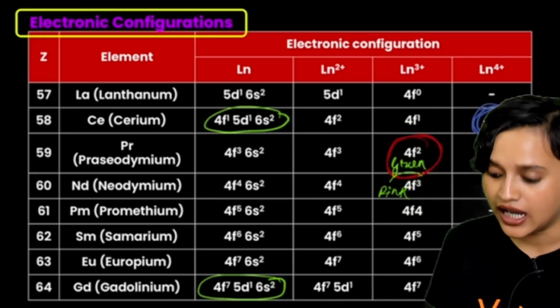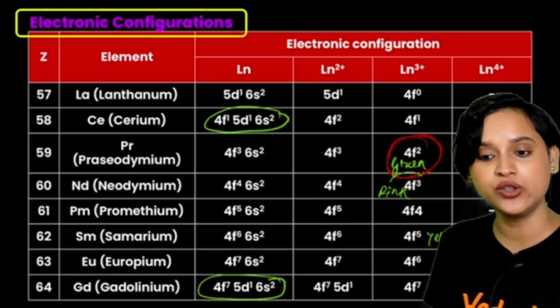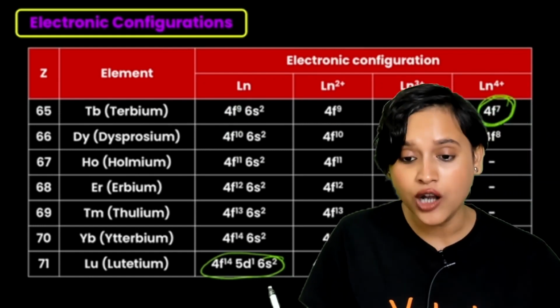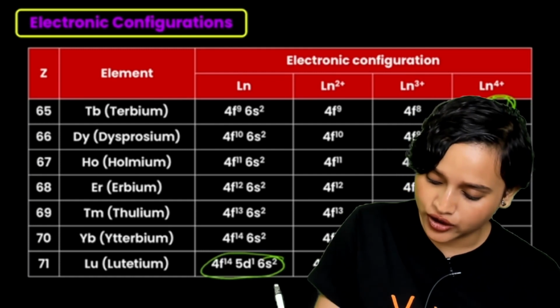Then we come to samarium. Samarium will show you yellow color, everybody. And just like this, you will see dysprosium. Dysprosium will also show you yellow color.